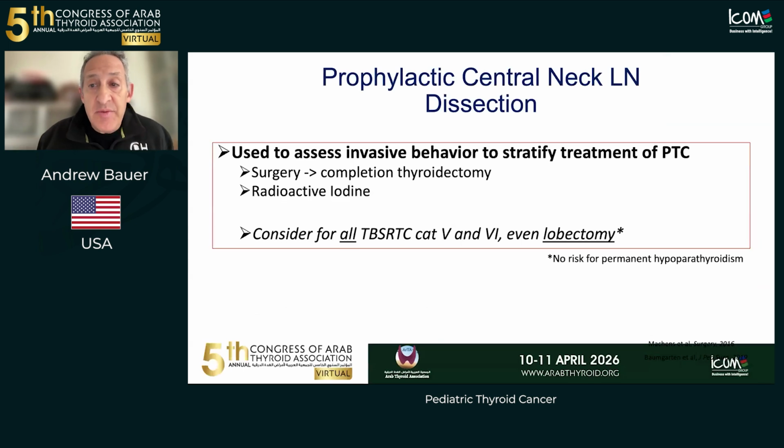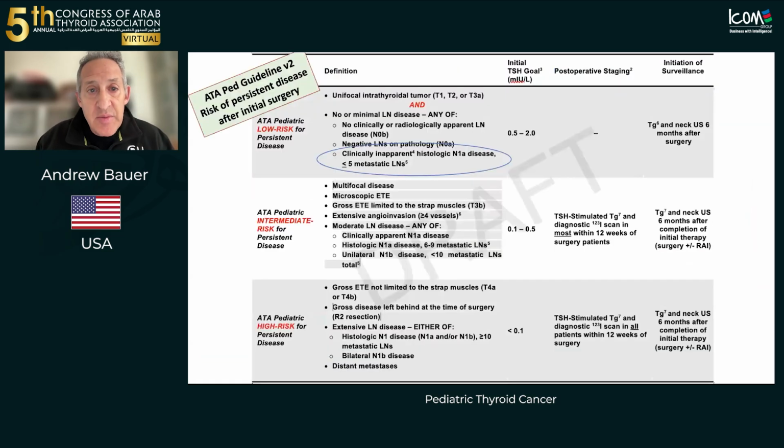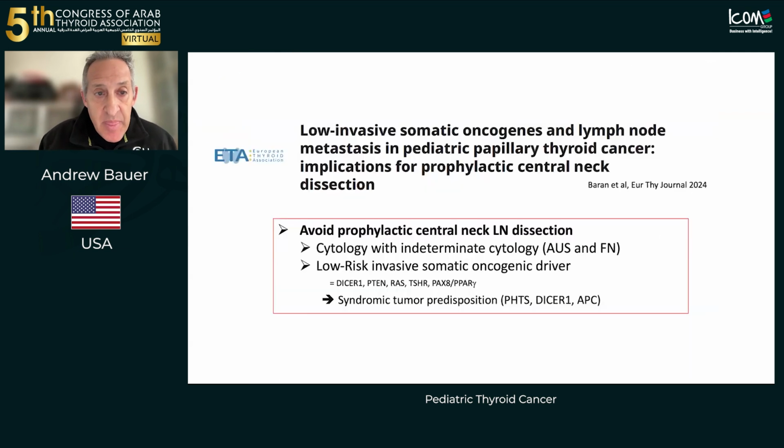So we use this information to help stratify completion thyroidectomy, but also to help stratify the use of radioactive iodine. So I am a believer in prophylactic central neck dissection for those two reasons in pediatrics. This is the draft of the ATA risk levels, and so five or fewer lymph nodes after lobectomy with a central neck dissection, or after total thyroidectomy with a central neck dissection, will help stratify if you need a completion or if the patient would benefit from radioactive iodine.